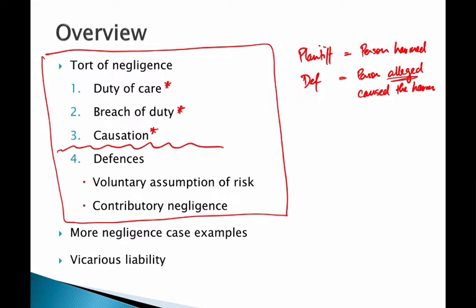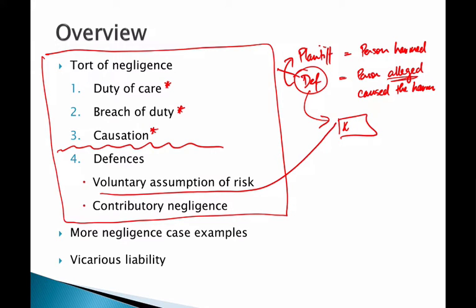So the defendant must owe the plaintiff a duty of care. They must have breached that duty of care, and that breach must have caused the harm to the plaintiff. Even once we've gone through those 3 steps, then the defendant can ask, actually, did the plaintiff voluntarily assume the risk? They say, okay, so did the plaintiff actually know about this risk and take it anyway?